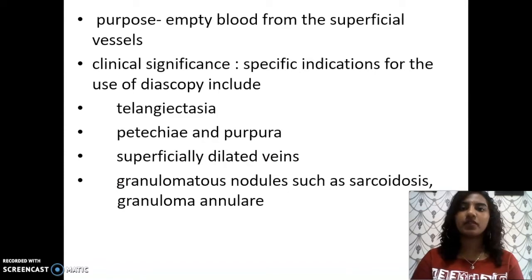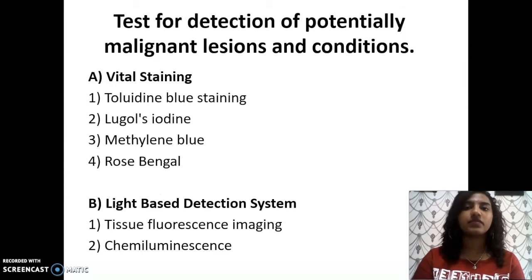The purpose of diascopy is to empty blood from superficial vessels to determine if skin redness is due to blood within vessels, which is erythema, or extravasated into skin, which is petechiae and purpura. Clinical significance: specific indications for the use of diascopy include telangiectasia, petechiae and purpura, superficially dilated veins, and granulomatous nodules such as sarcoidosis and granuloma annulare.